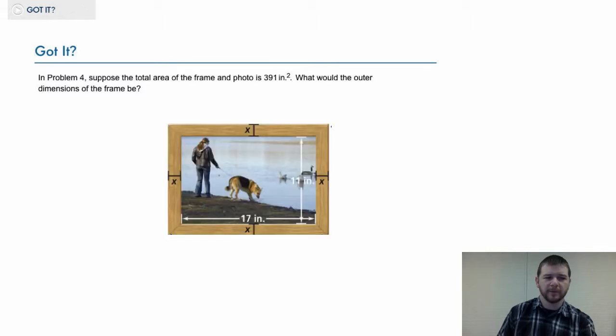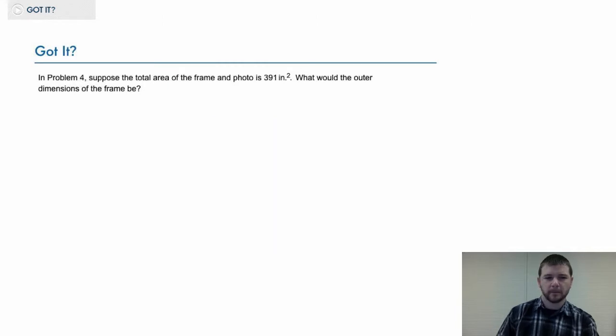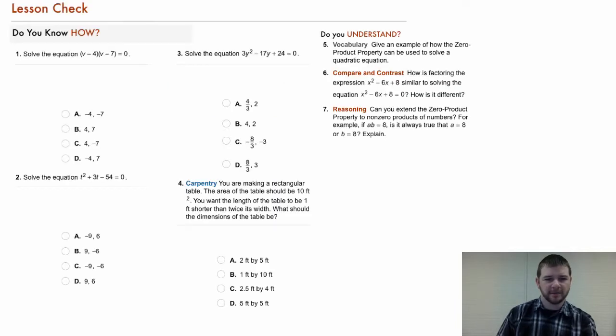In problem 4, suppose the total area of the frame and photo is 391 square inches. What would the outer dimensions of the frame be? And your lesson check exercises for this section.